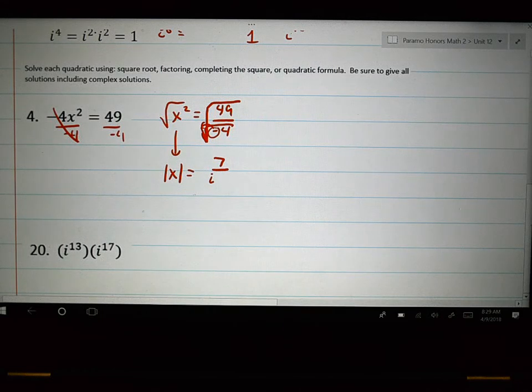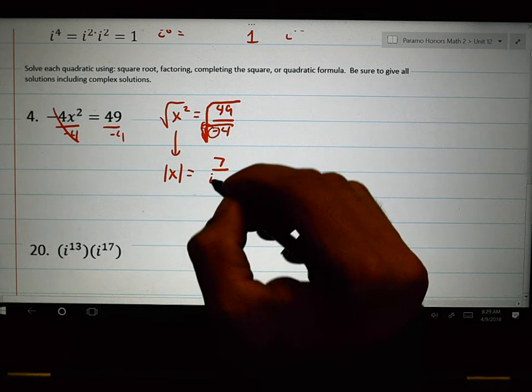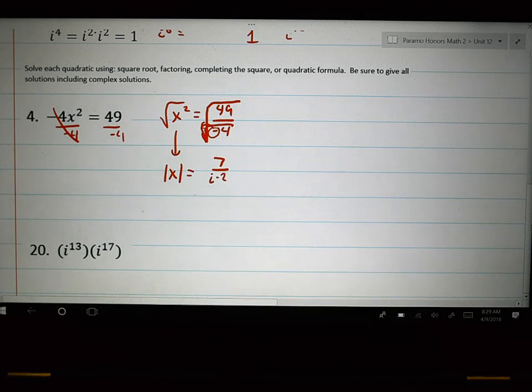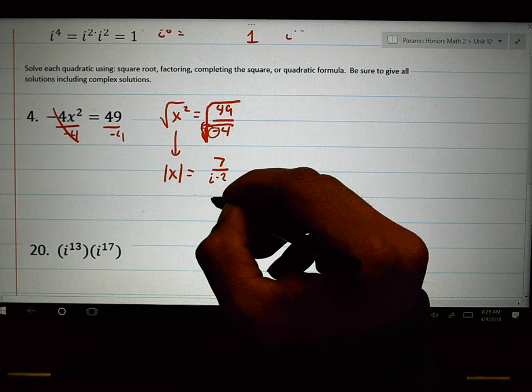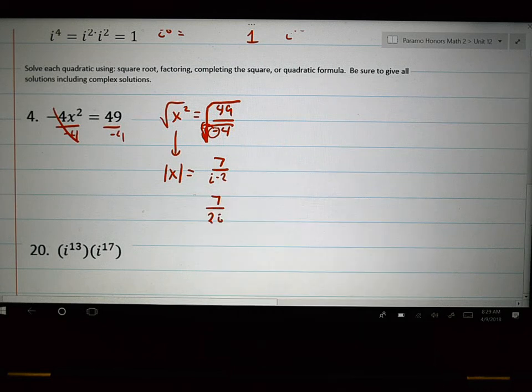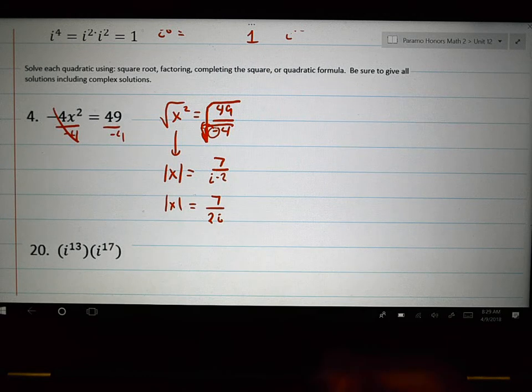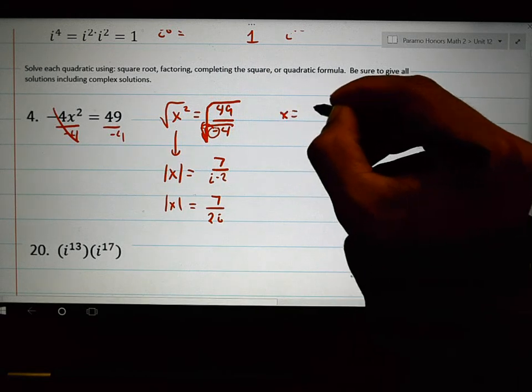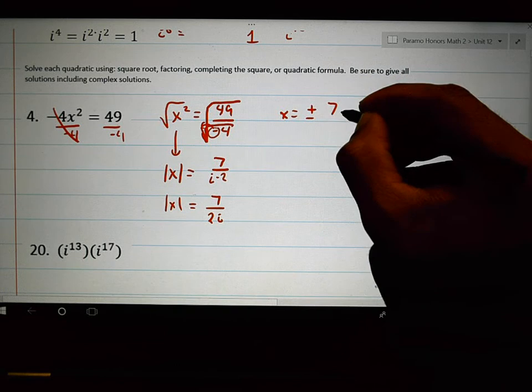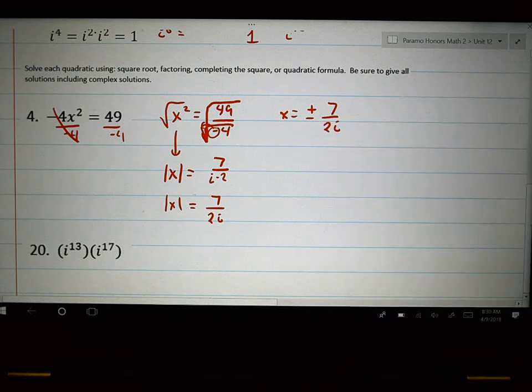And then I can do the square root of 4. The square root of 4 is then 2. So what I have here is 7 over 2i equals the absolute value of x, but I need to pull that out. And so x is going to equal plus or minus 7 over 2i. Can I leave my answer that way? No. You have a square root in the denominator.